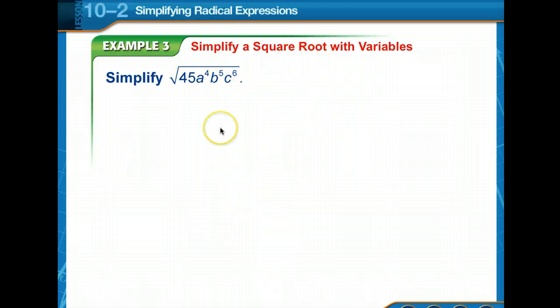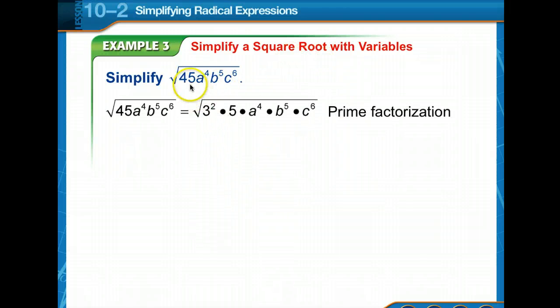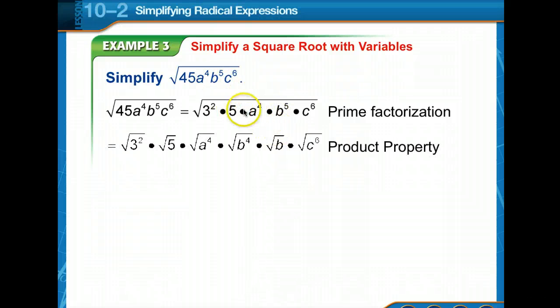So now we're going to have a little bit more practice simplifying a square root with variables. Okay, using the same factor tree process. 45 we can break down as 3 squared times 5. And notice we've got a to the 4th, b to the 5th, c to the 6th. So we're going to break down these variables and we're going to keep those even because you could take a square root of b to the 4th, but you can't take a square root of b to the 5th. But you can take the square root of b to the 4th times the square root of b. That's going to give you b to the 5th. So whenever you see an odd like that, then you can break it out. And then c to the 6th.